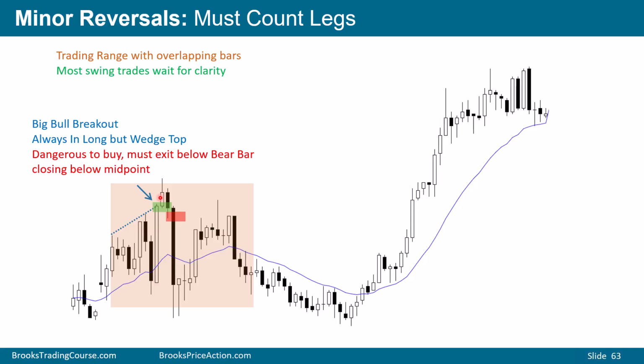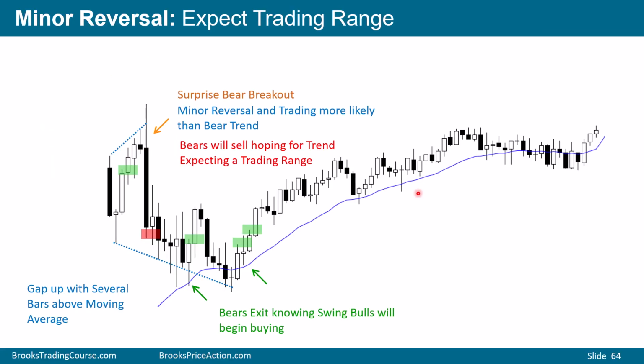be a third leg. The smart bulls, even if they took that trade, which is really not ideal, they'll be quick to exit below a bear bar closing on its midpoint. And the smarter bears that see this setup happening, they'll be quick to sell as the market reverses down. And this is another example of a minor reversal.